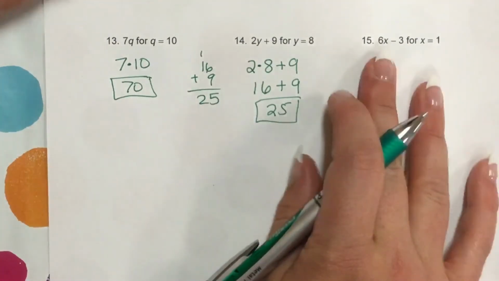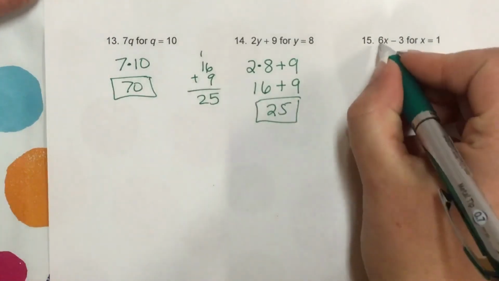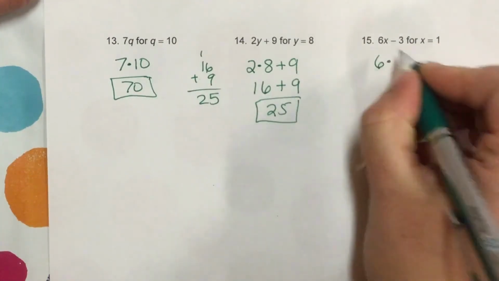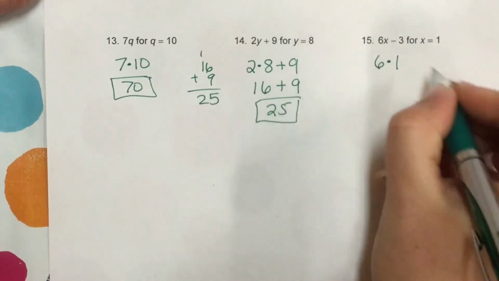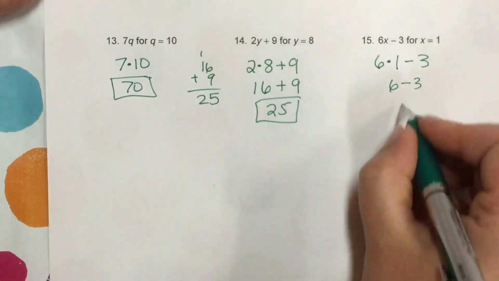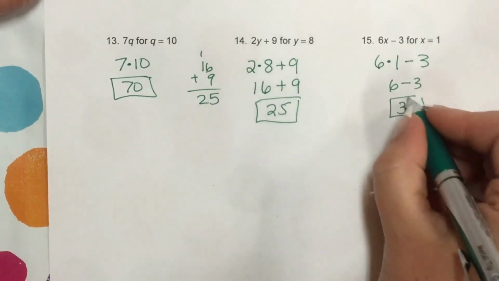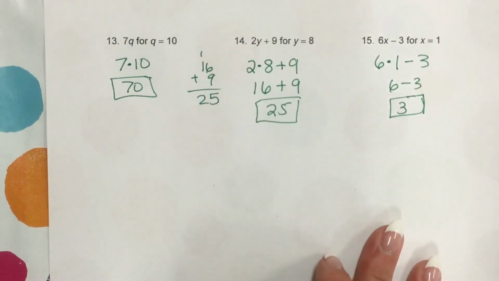Last one. 6x minus 3 for when x is equal to 1. So 6x is the same thing as 6 times x, and x is equal to 1. So it's 6 times 1 minus 3. 6 times 1 is 6 minus 3. 6 minus 3 is 3. If you got all those right, great job. If not, go ahead and just correct your answers.